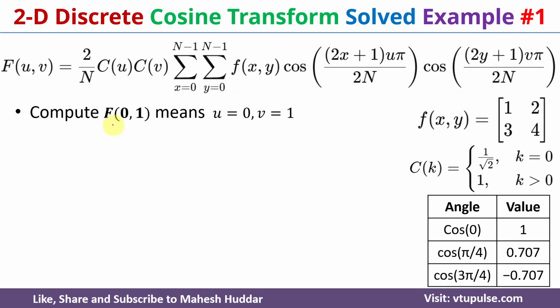Next we will compute f of 0 comma 1, which means u value is 0 and v value is 1. It means here we need to put u is equal to 0 and here we need to put v is equal to 1.